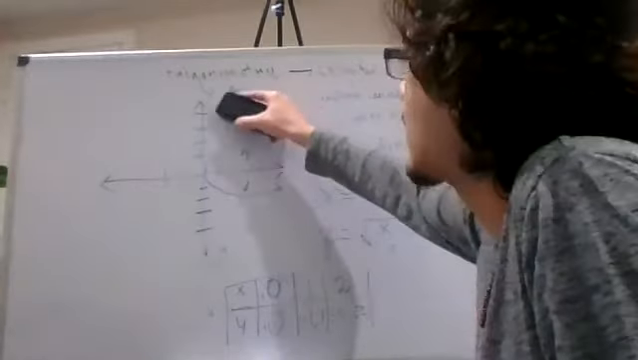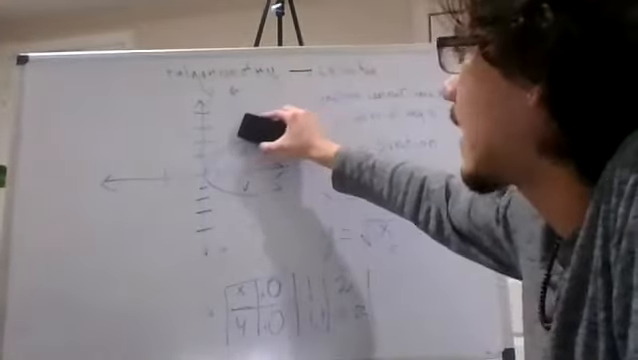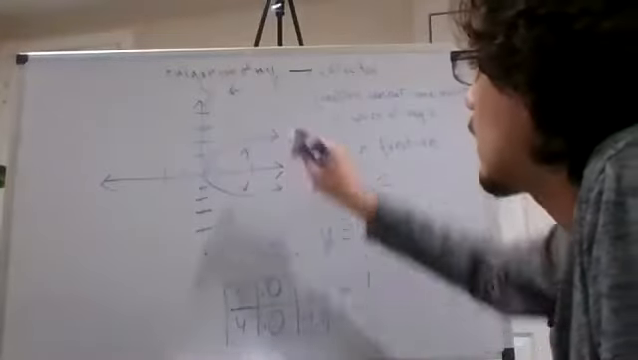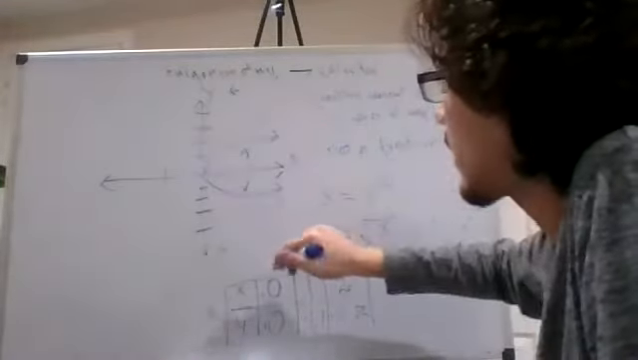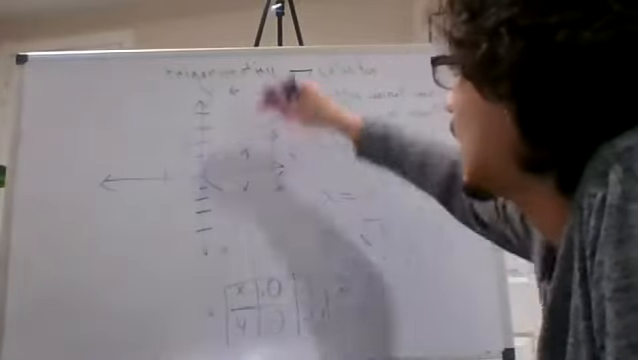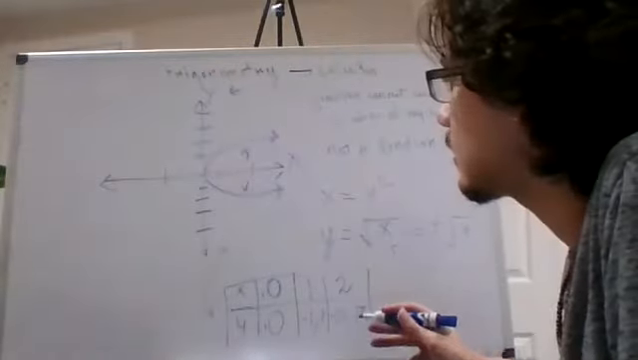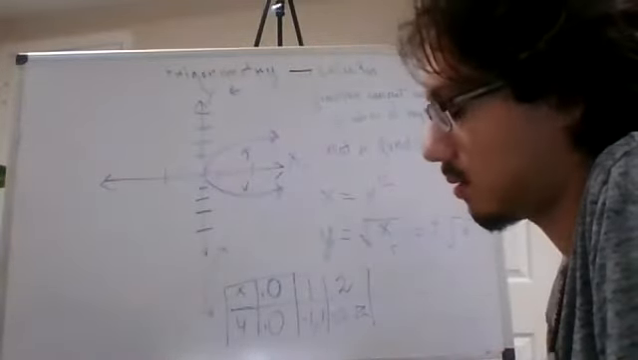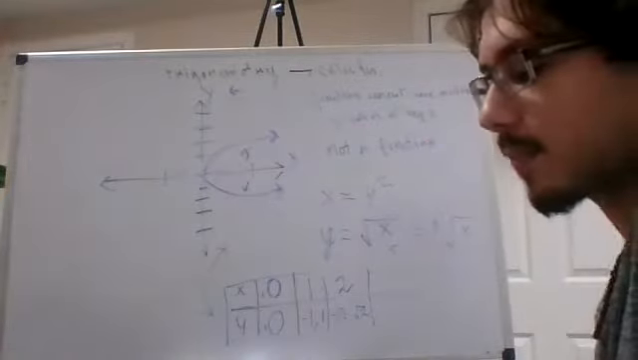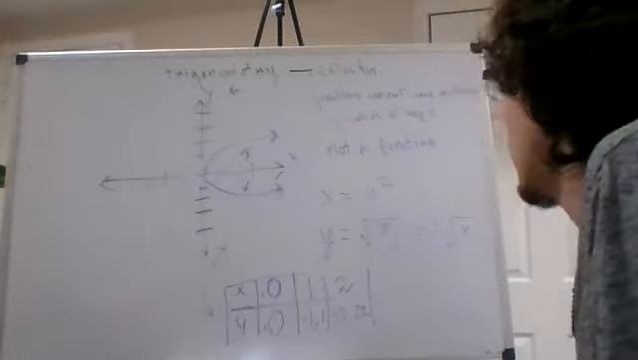So that means that this isn't a function, technically. You can't have this be a function because it has multiple y values at any x. Does that make sense? Yes, sir. Okay. So this is where the important part comes in.